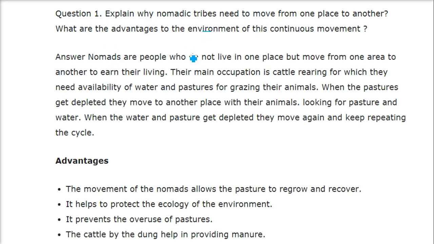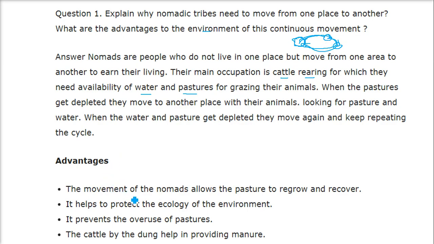See, the nomads are people who do not live at one place. That is, they move from one place to another for their living, to earn their livelihood. And the main occupation they have is cattle rearing, for which they need availability of water and pastures for grazing their animals. But if one pasture is depleted, they move with the animals to another place, looking for pasture and water. So when the water and pasture get depleted, they move again, and they keep repeating this cycle.